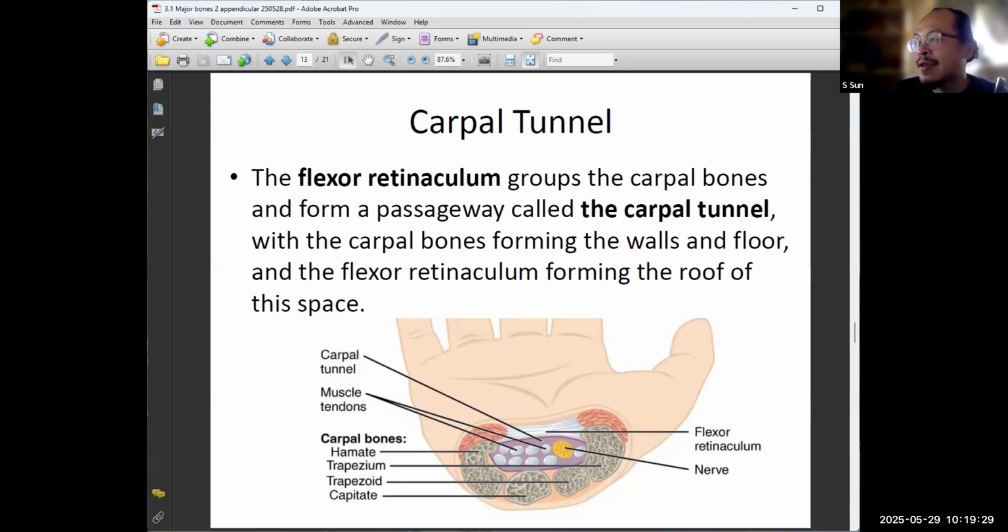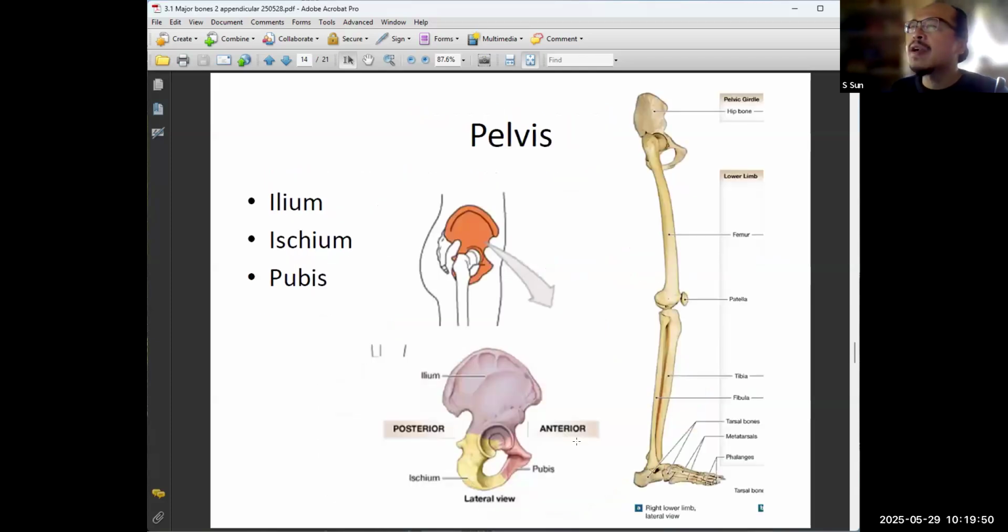This one shows you four of them. We have eight carpal bones in total. You can see the hamate right here, this one is the capitate, the trapezoid, and the trapezium. So that's the upper limb, and then here is the lower limb.